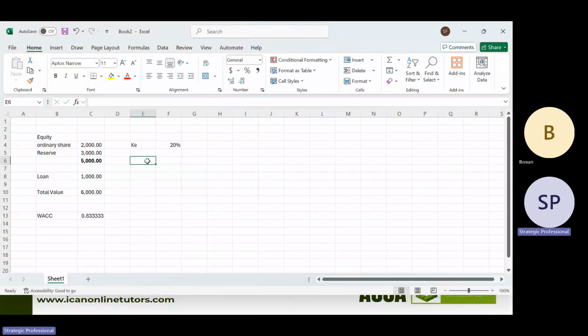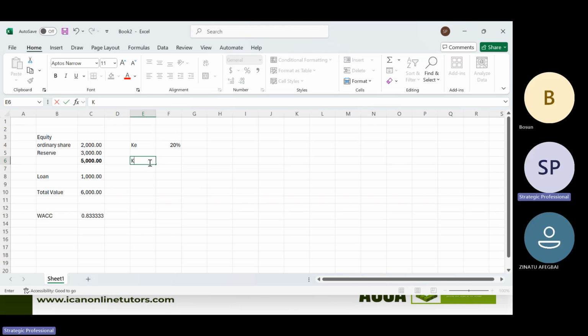From the question, what's the cost of debt? They gave us the post-tax cost of debt, which is KD. Please note it is post-tax. If it was pre-tax, they would have given us a tax rate so we could get the post-tax. But they've given us the post-tax cost of debt, so we just plug in, and that is 7.5%.